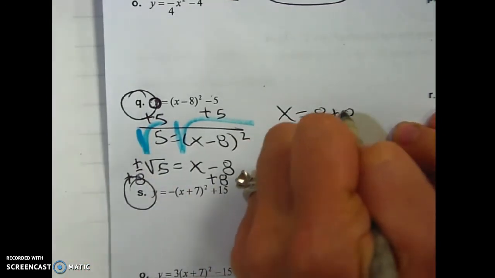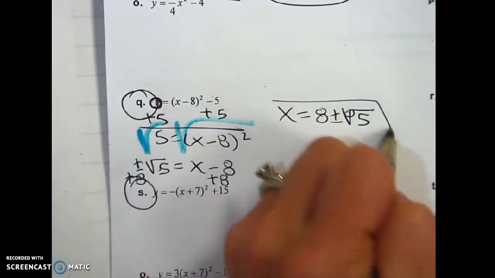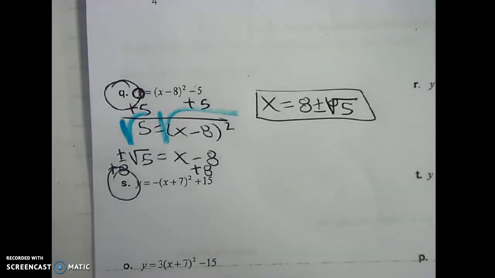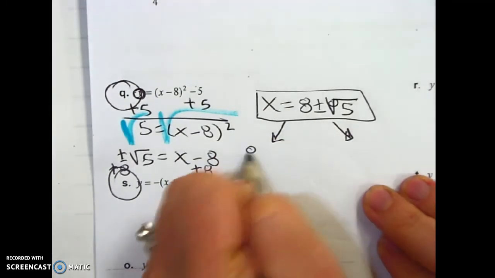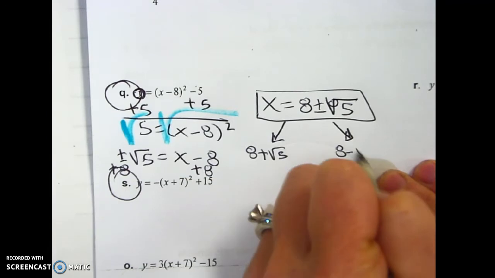Now those are different. Plus or minus rad 5, or square root of 5. This will give you full credit. But if you want to get even more credit, I'm going to show you how to get bonus on your test. In your calculator, you're going to go 8 plus square root of 5 and 8 minus square root of 5.